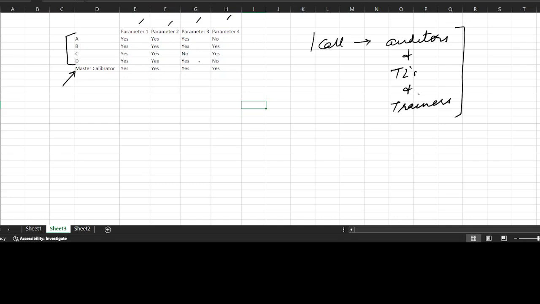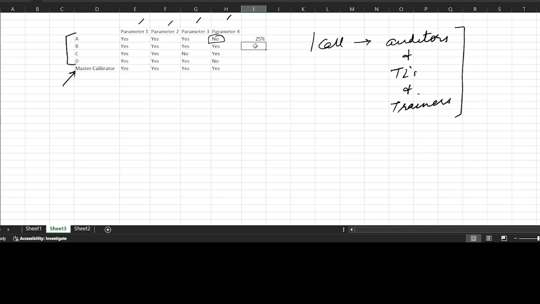Now, looking at this, we can understand that person A has scored yes, yes, yes, and a no, while the master calibrator scored yes, yes, yes, yes. So there is a variance in one parameter here. To calculate the variance of this person, we have the answers that don't agree on one parameter and the total parameters are 4. So the variance here is 25%, right?